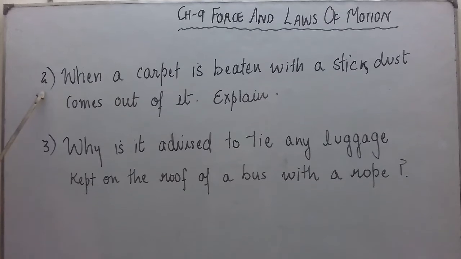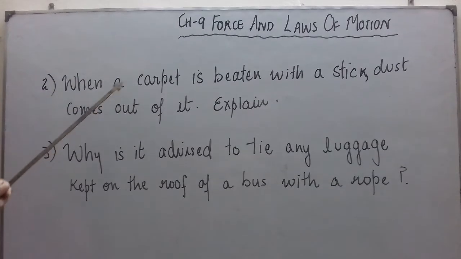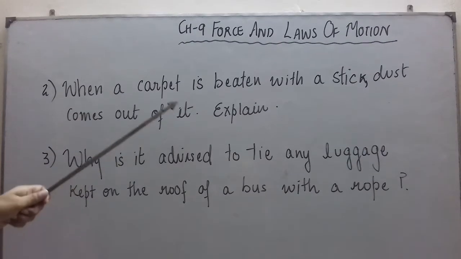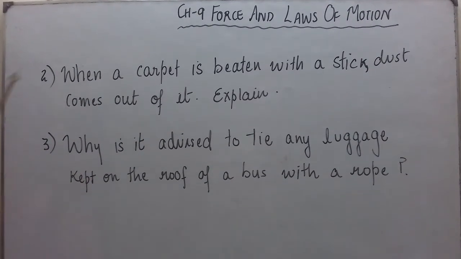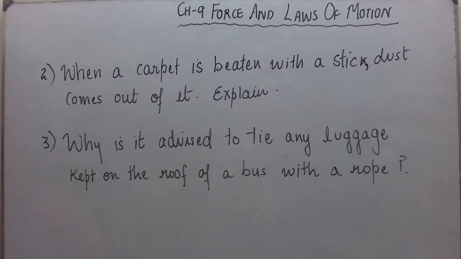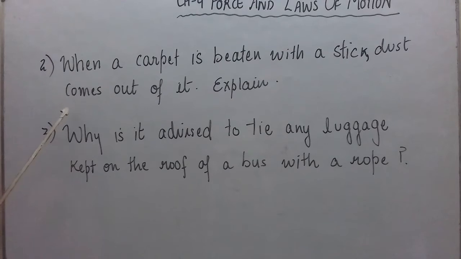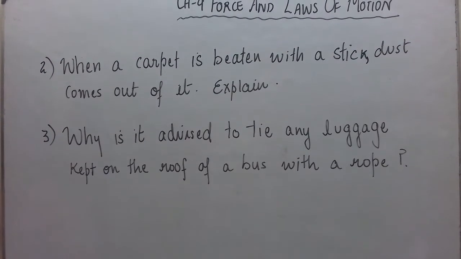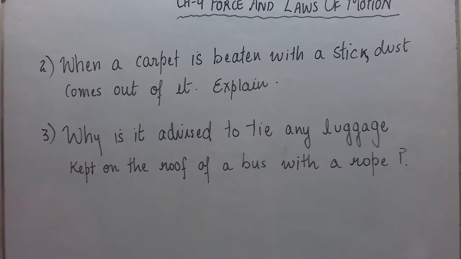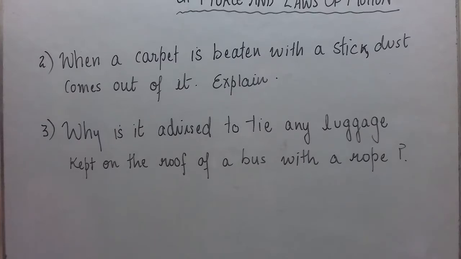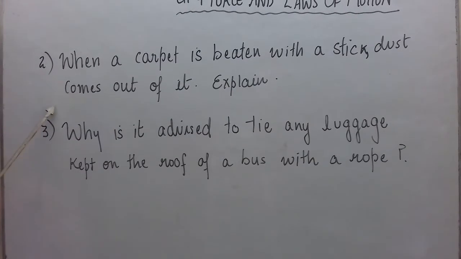Now the second question is, when a carpet is beaten with a stick, dust comes out of it. Explain. If you have watched the earlier videos of this chapter, I hope you must be knowing the answer. It should be in your notes because this question is similar to the question we discussed before: when we shake the branch of a tree, some of the leaves or fruits may fall down. The answer is similar to that question.